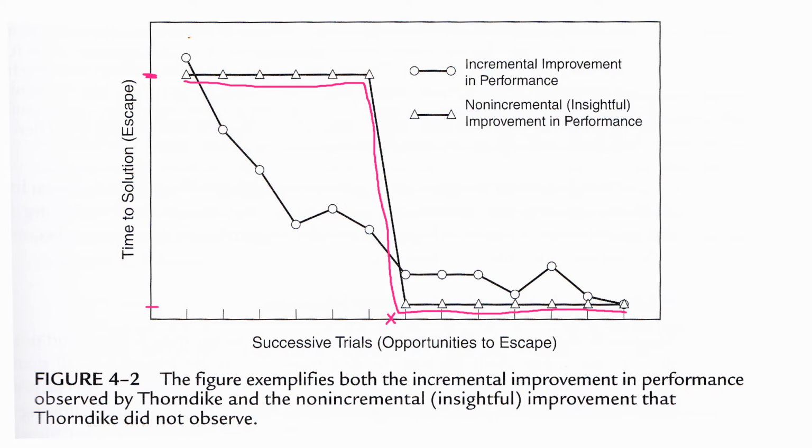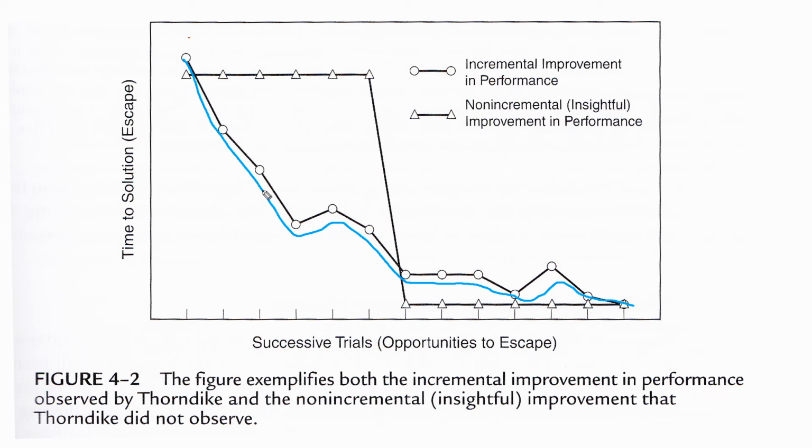But instead, he saw something that was a little bit closer to this second line with the circles. And so this is for incremental improvement in performance, or sort of a trial and error approach. And so if we look at this graph, we would see that at the beginning, it would take the cats a very, very long time to escape, just like before, because they don't know what they're doing. But gradually, they would start figuring it out, and each trial, they would improve just a little bit, hence incremental improvement.